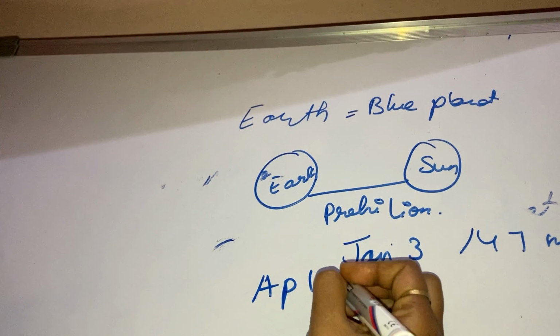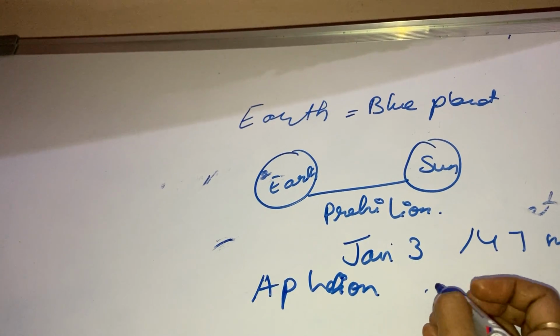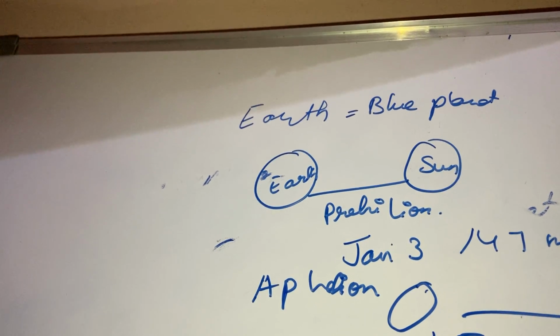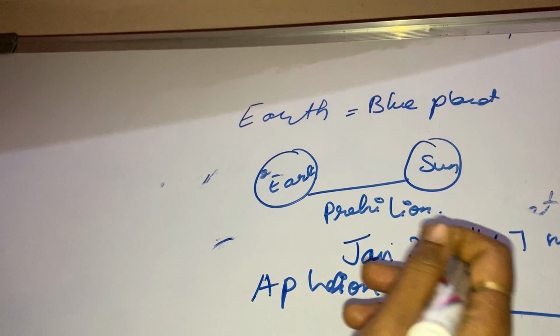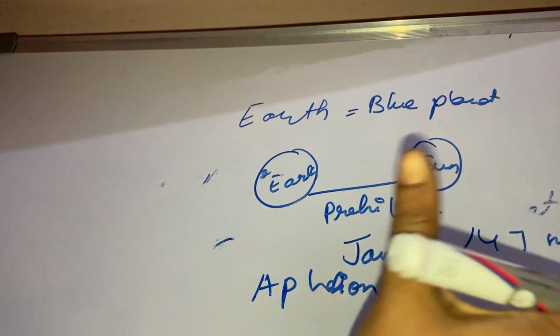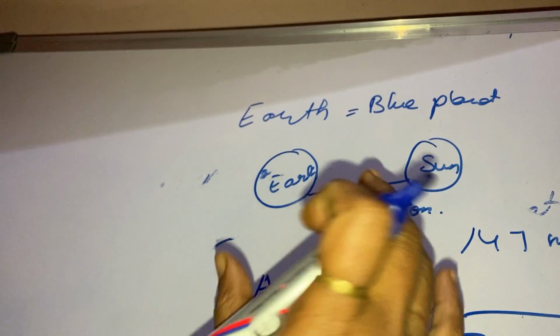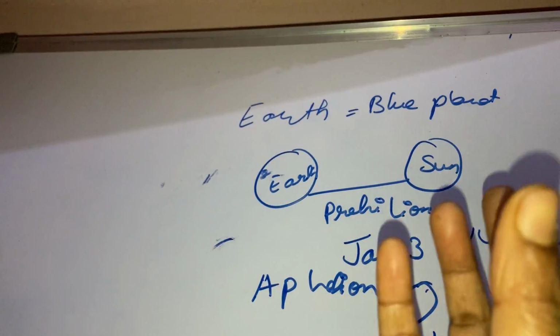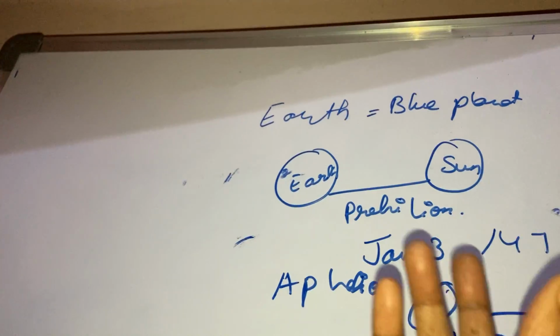Aphelion is when the Earth is farthest from the Sun, at a distance of 152 million kilometers. So this is called perihelion and aphelion. The shape of the Earth is an oblate spheroid, or oblate ellipsoid. So it is almost spherical in shape. Our Earth is not perfectly round.